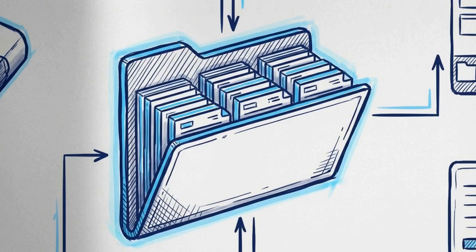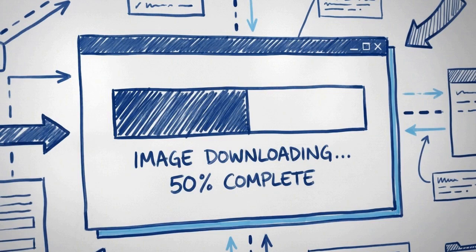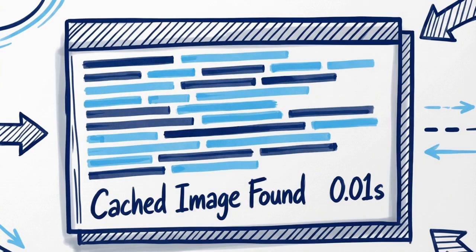To start an agent, navigate to your project and run SBX run Docker agent in a separate terminal window. The first run takes a moment while the system pulls the agent image. Every launch after that is nearly instantaneous.